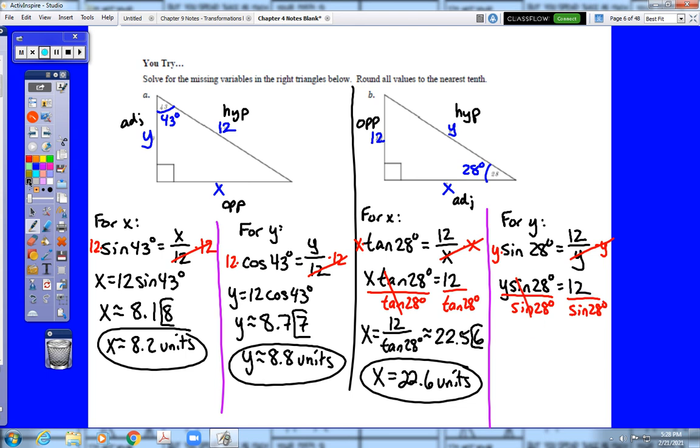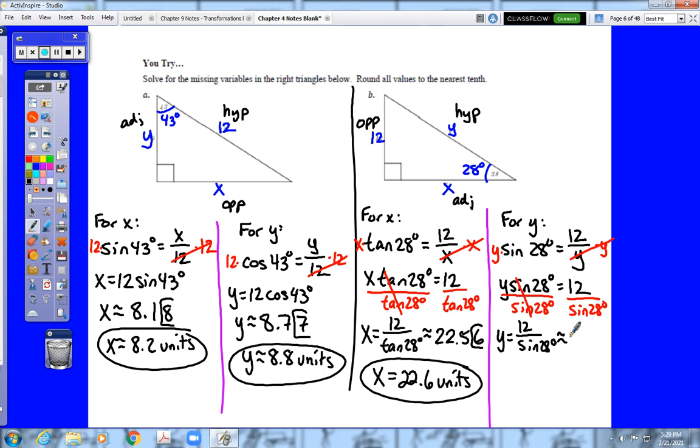And we get y is 12 divided by the sine of 28 degrees, which we're going to feed to our calculator. 12 divided by the sine of 28 is 25.56. So that 6 would have us round our answer up to 25.6 units.